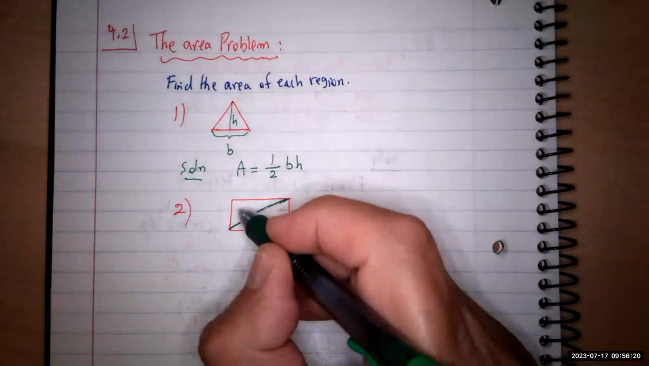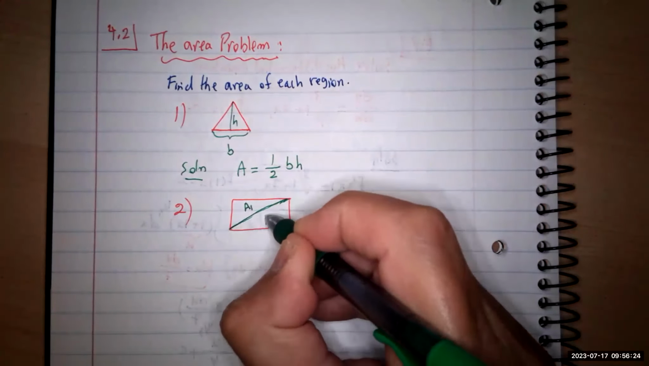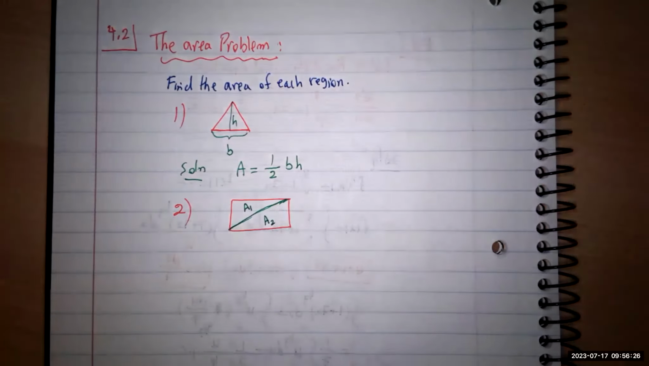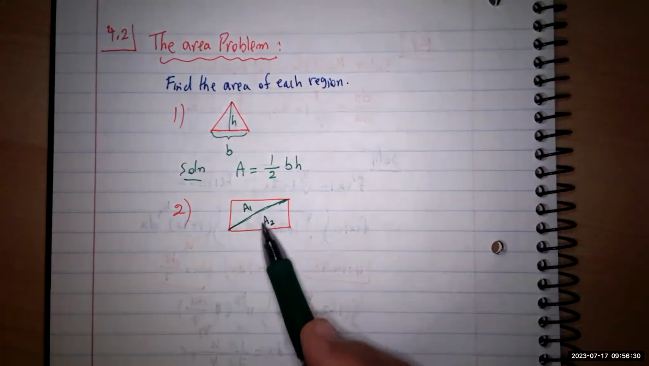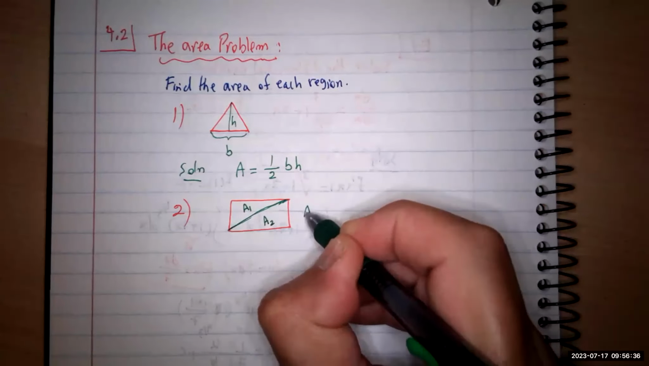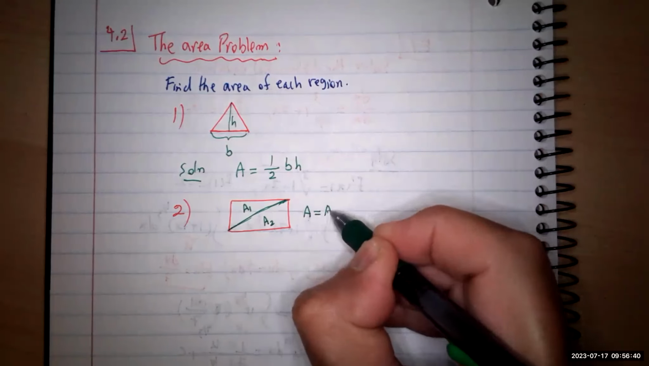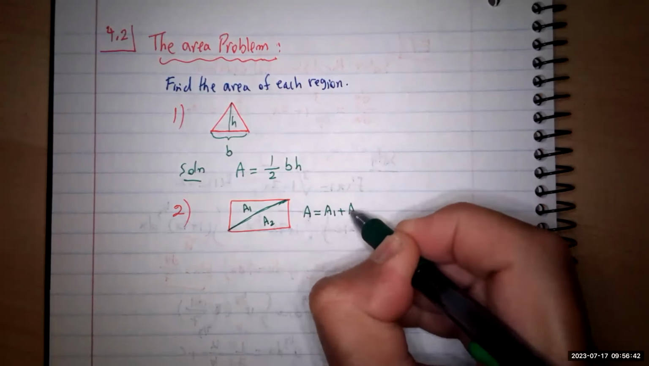So I divide it into two parts. This is going to be the first triangle, A1, and this is going to be A2. Now I can find the area of each triangle and just add them together. So A is equal to A1 plus A2.